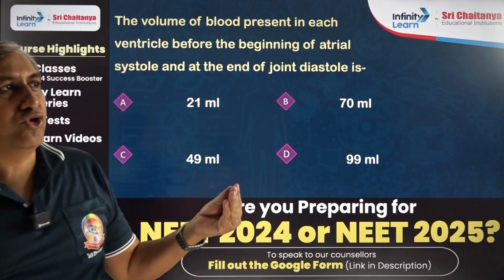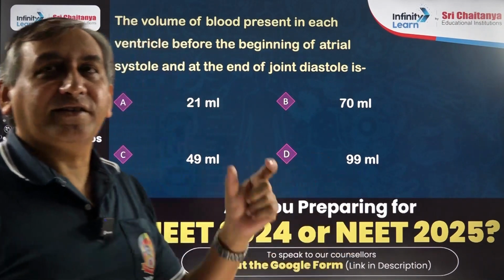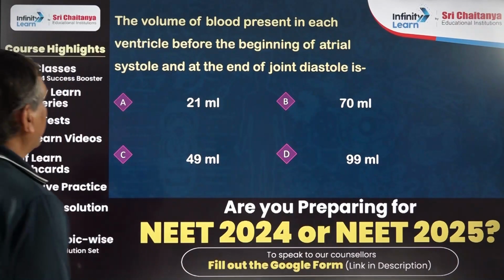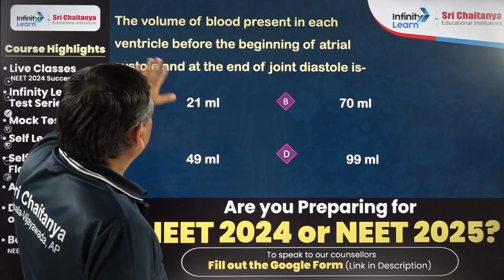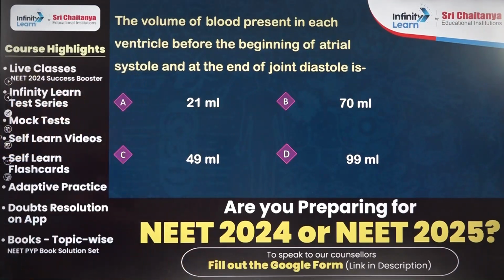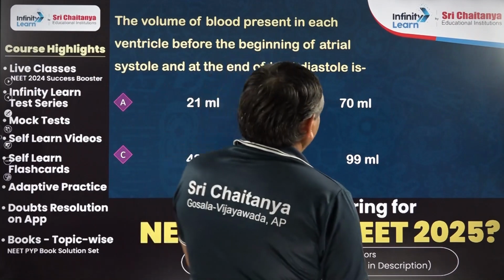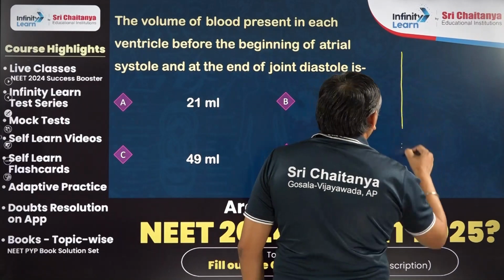Now coming to one more numerical, because I said this topic needs some mathematical practice. The question is: the volume of blood present in each ventricle before the beginning of atrial systole and at the end of joint diastole. So I will say the story again.